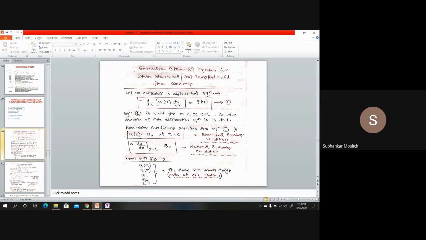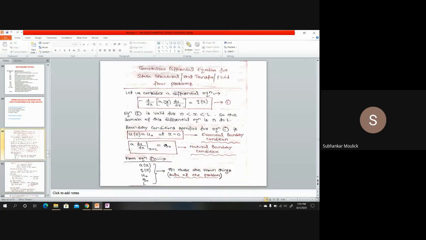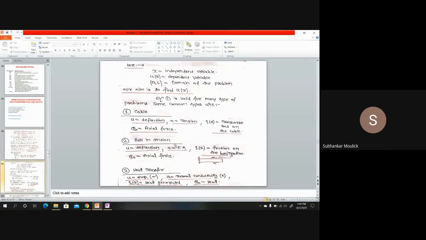And what is Q naught? This Q naught is your axial force. If you are taking a cable problem or a beam problem, these are the values. If you are taking a bar problem in tension or in compression, then again u will be deflection. This small a will be nothing but multiplication of E into A, where E is the modulus of elasticity of the bar and A is the cross-sectional area of the bar.